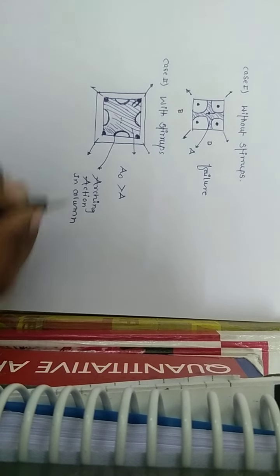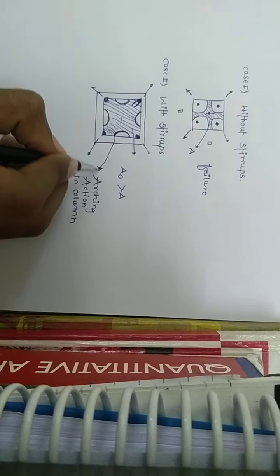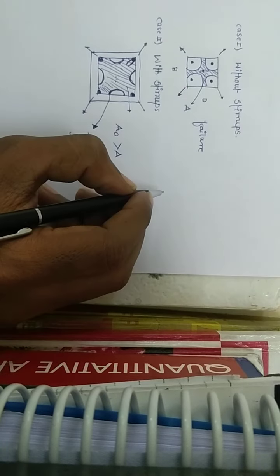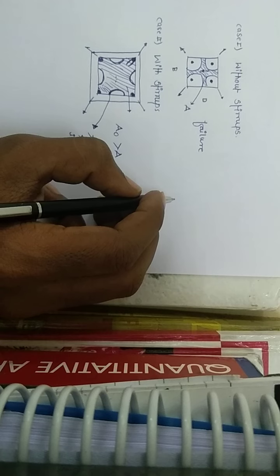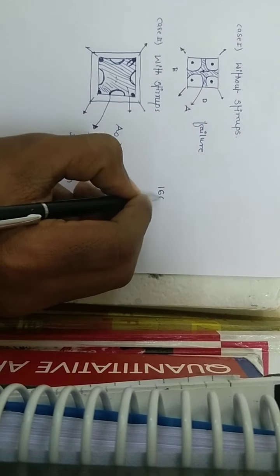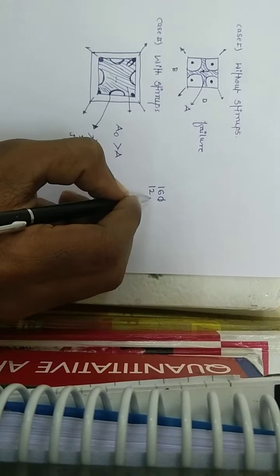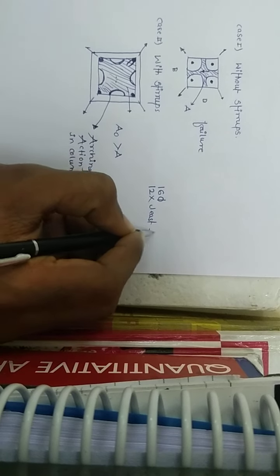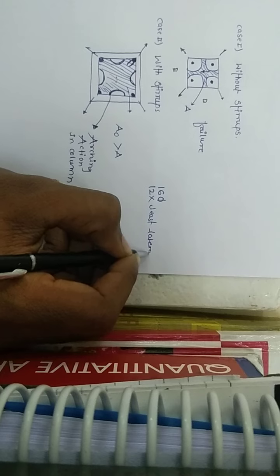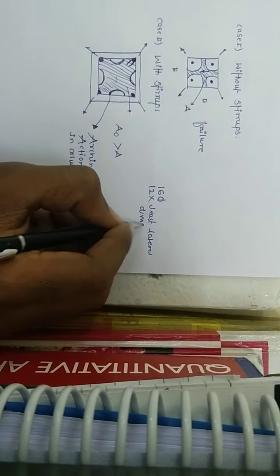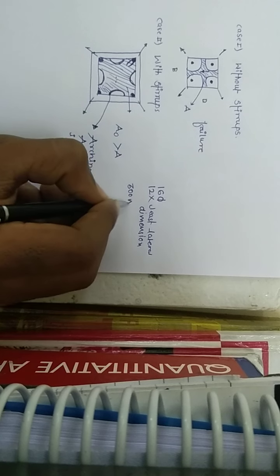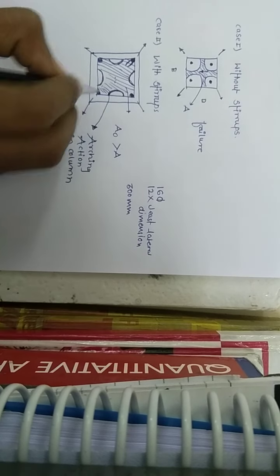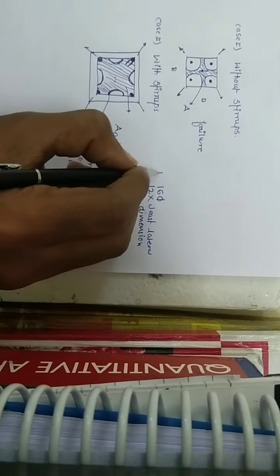Now let me connect this point to some clauses of IS 456. If you see, the maximum spacing should not be greater than the least lateral dimension, and third is 300 mm. That means in any case this spacing should not be greater than 300 mm.